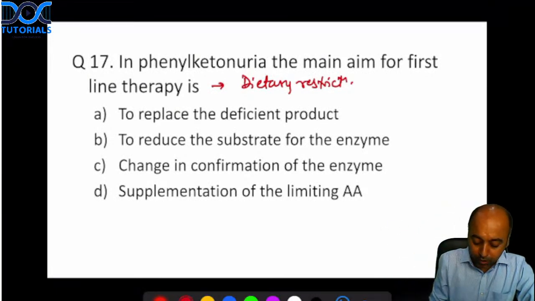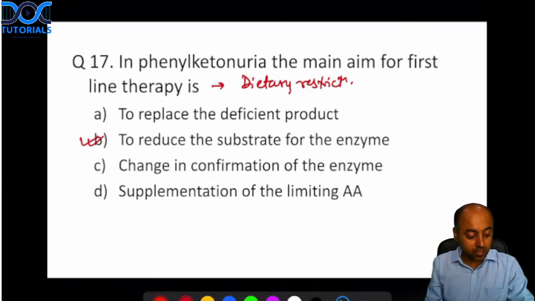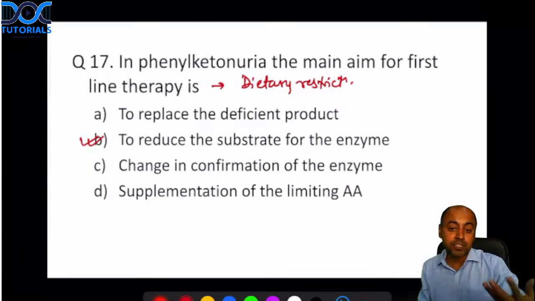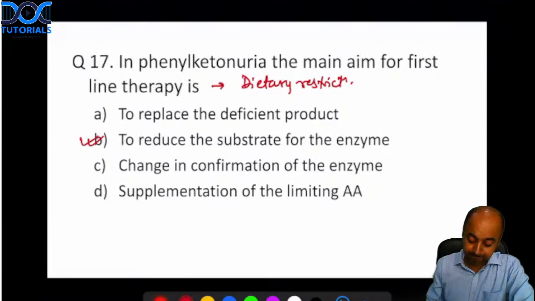So what we are doing is reducing the substrate for the formation of the abnormal metabolites by the specific enzymes.